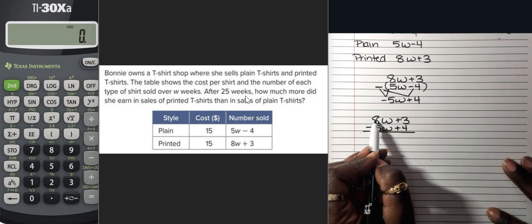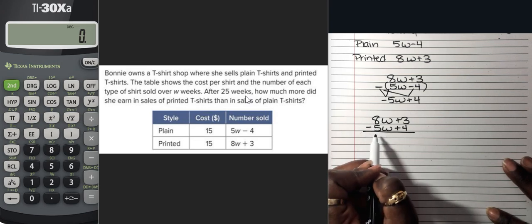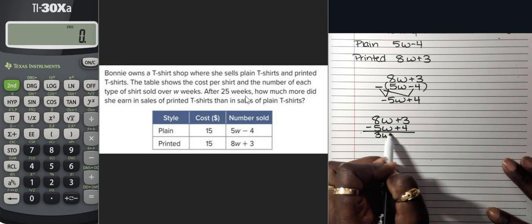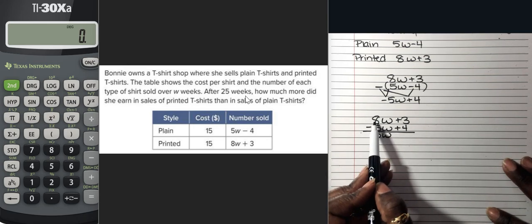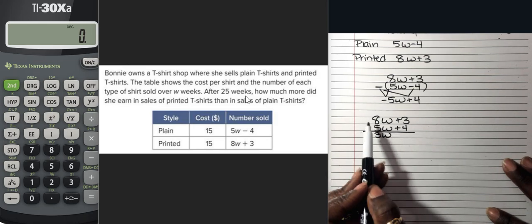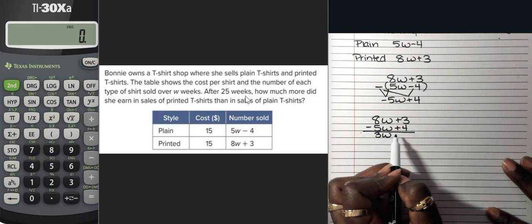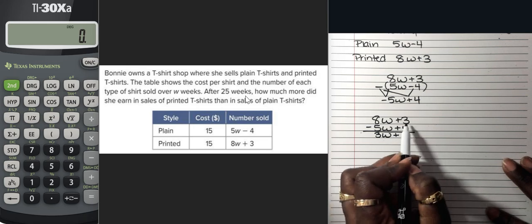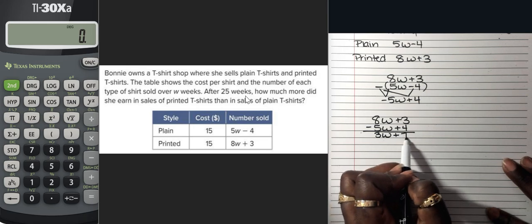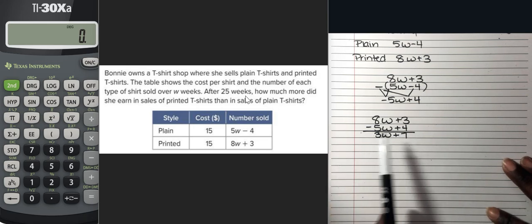Okay, so we're simplifying this expression. And so we have 8 minus 5. Remember, we're going in opposite directions, so you need to use subtraction. So that leaves me with 3W, and that's a positive because 8 is greater than 5, and it's a positive sign attached to the 8. Here, we're both going in the positive direction, so you need to add, and that's 3 plus 4. That gives us 7. So this is the difference.